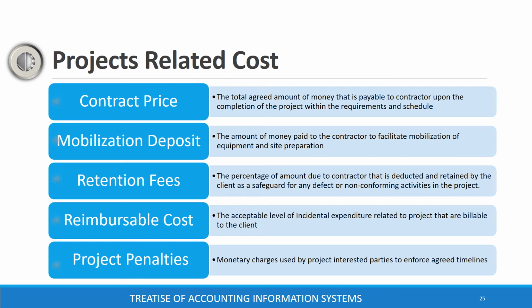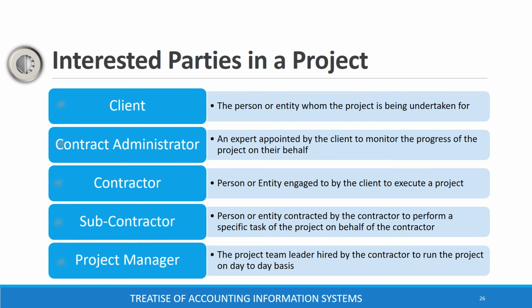Reimbursable costs are the acceptable level of incidental expenditure related to the project that are billable to the client. Lastly, project penalties are monetary charges used by project parties to enforce agreed timelines. Interested parties in a project are client, contract administrator, contractor, subcontractor, and project manager. The client is the person or entity whom the project is being undertaken for. The client is the one who makes payment for the project.